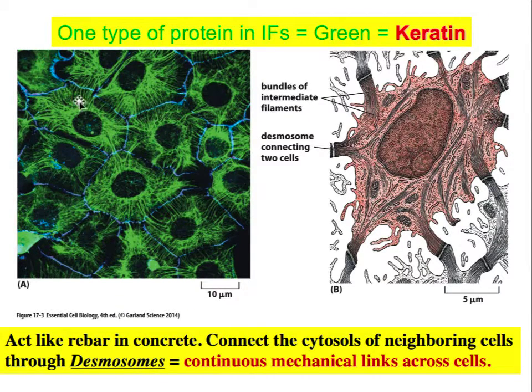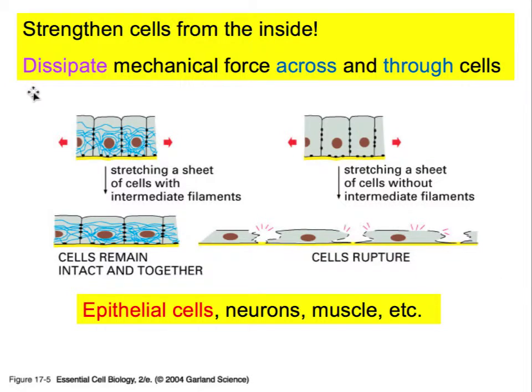So the purpose is, if this cell over here gets tugged, that force is transmitted across all its neighboring cells to prevent that cell from rupturing. With respect to their function, the main word to use is dissipate. So intermediate filaments dissipate mechanical forces across and through cells into their neighbors or into the surrounding connective tissue.